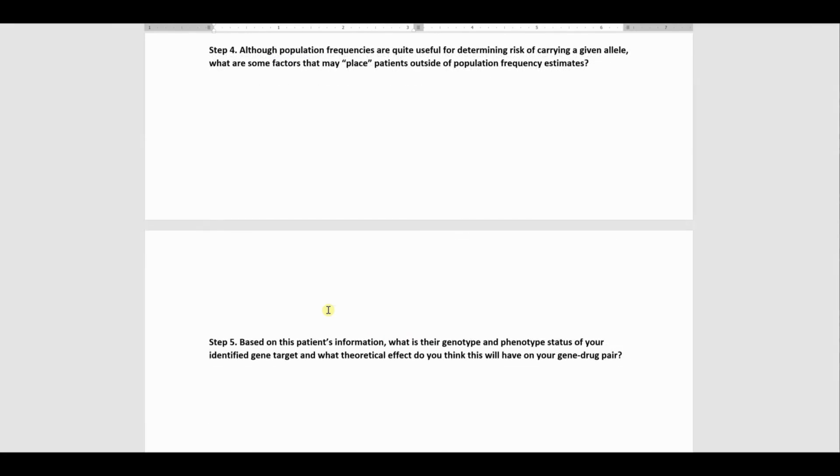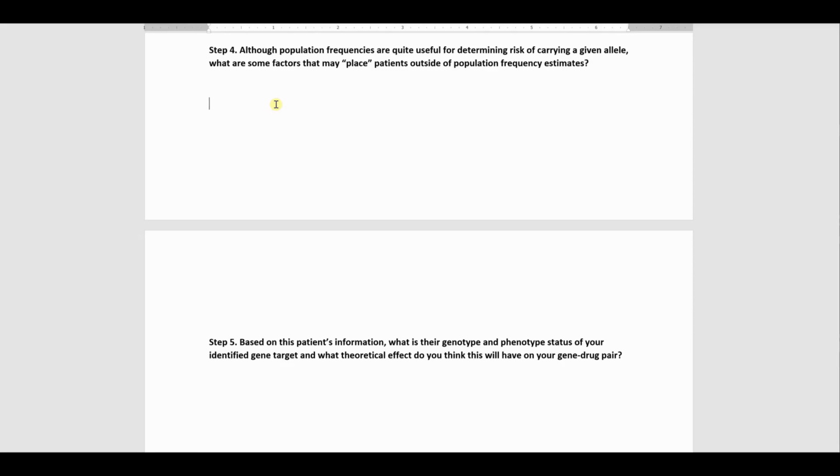So let's look at step 4 in our assessment. Although population frequencies are quite useful for determining risk of carrying a given allele, what are some factors that might place patients, quote unquote, outside of the population frequency estimates? So for this question, I just wanted you to think about the differences between population averages and then individual patients. Population averages are great for making big decisions and guiding us towards decisions, but we always have to take those patient-specific factors into account. So what's something that you guys came up with?